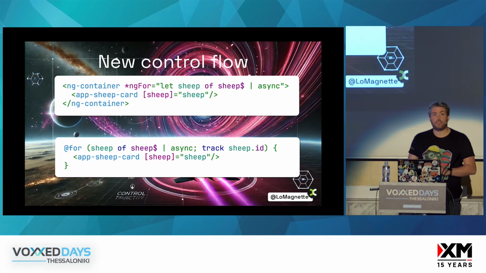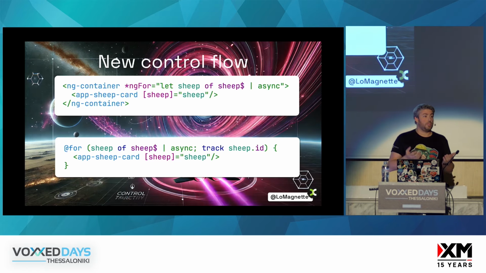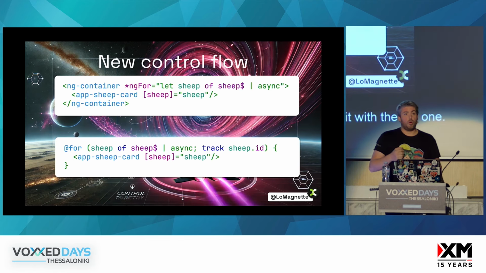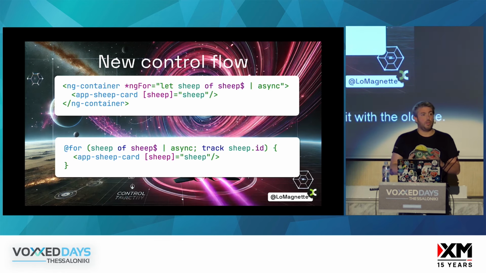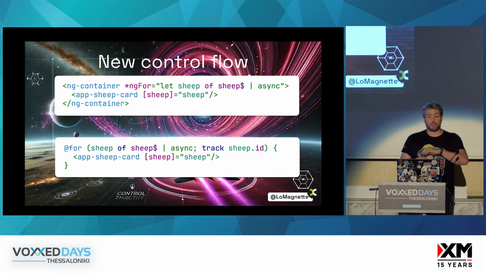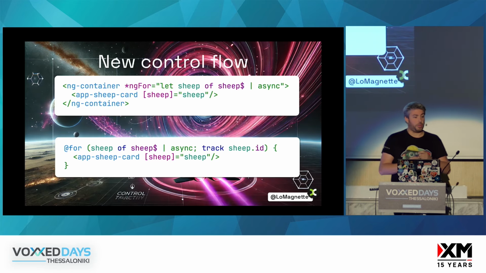The only thing that's now required, but you should already have done it with the old one, is you need to have a way to track change in this list. Before, there was track by function with the ngFor, but it was not mandatory. Now the track is mandatory, so you need to do it.